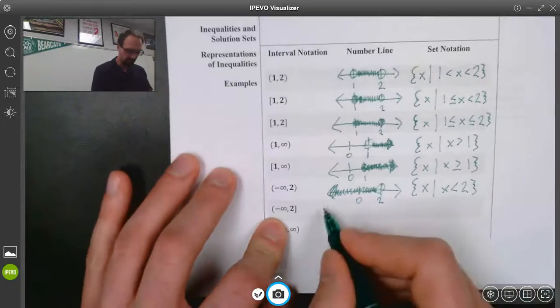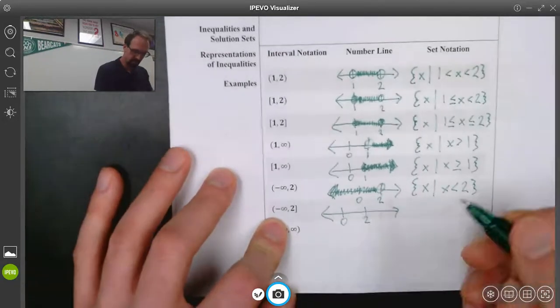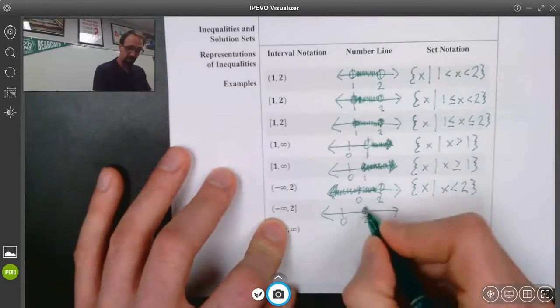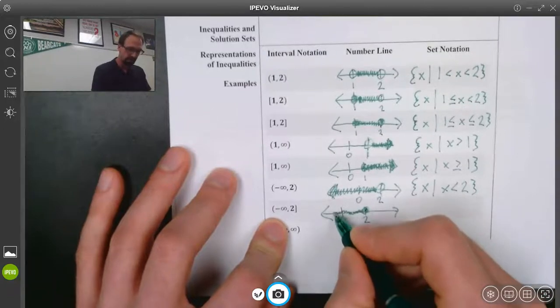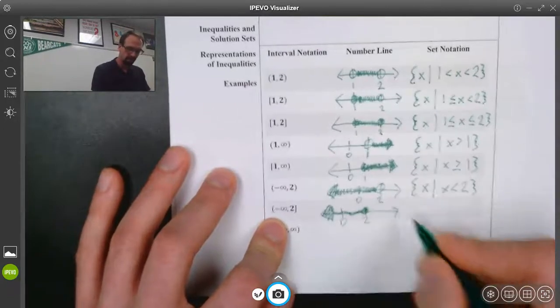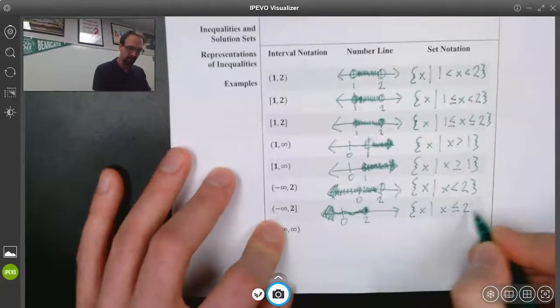And then for this one, I have 0 and 2. Now 2 is included. 2 is included in this, and so now it's less than or equal to 2. The set of x such that x is less than or equal to 2.